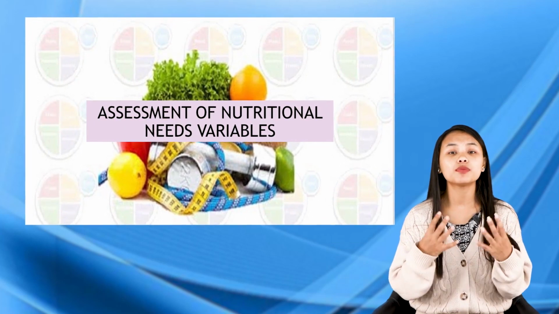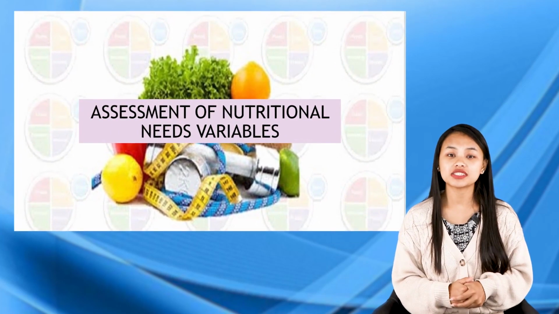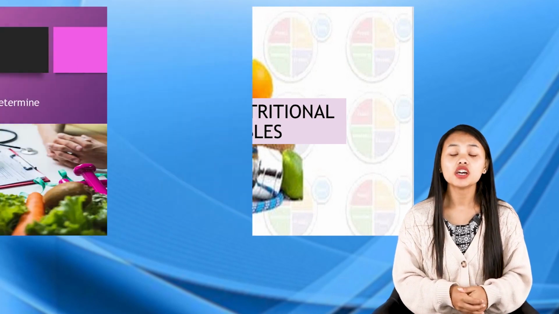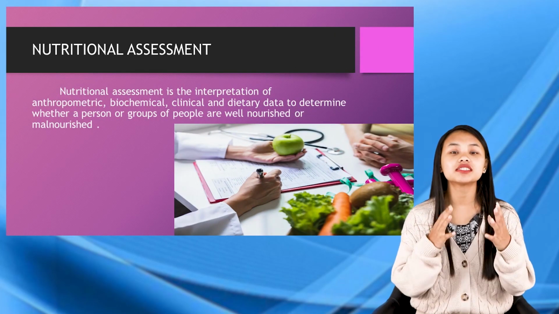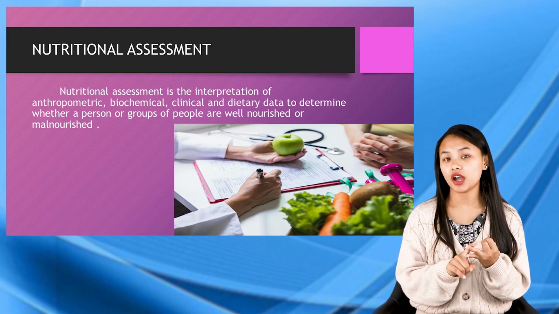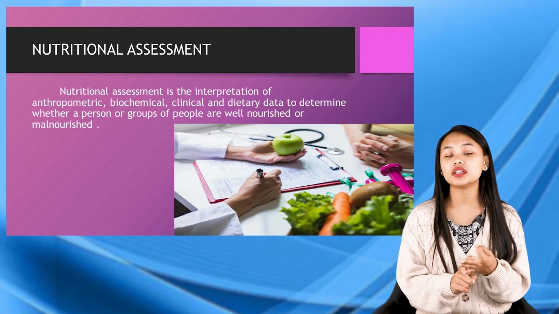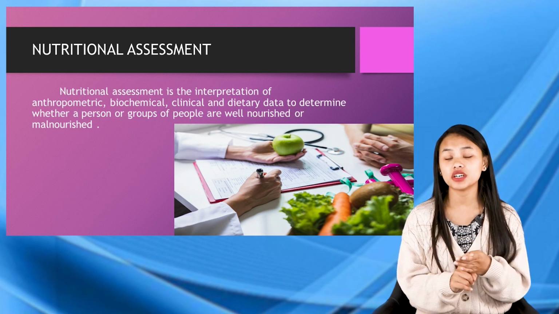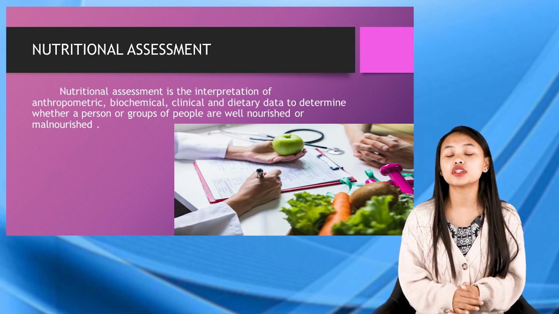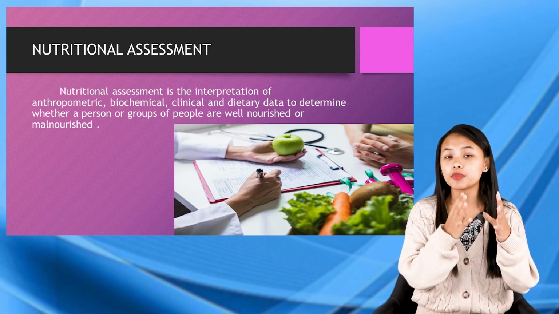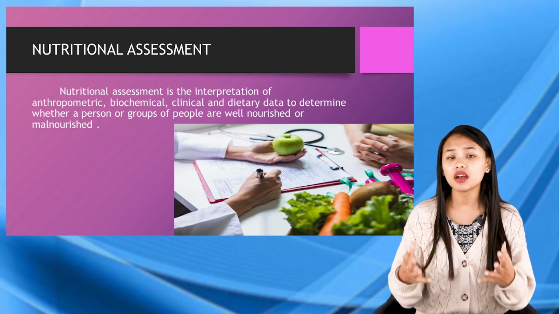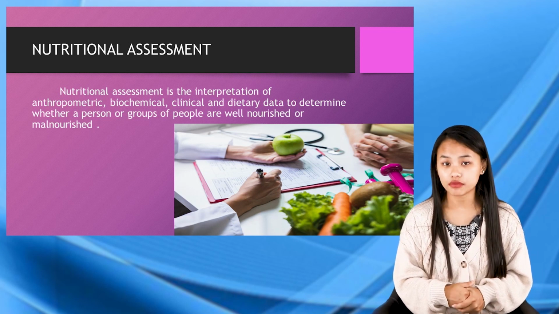So here, in order to be able to know the nutritional status of a person, it is important that we assess it, right? So this nutritional assessment is defined as the interpretation of the anthropometric, the biochemical, the clinical, as well as the dietary data, so that we will get an idea and we will be able to determine whether a person or a group of people is well nourished, malnourished, or even overnourished.